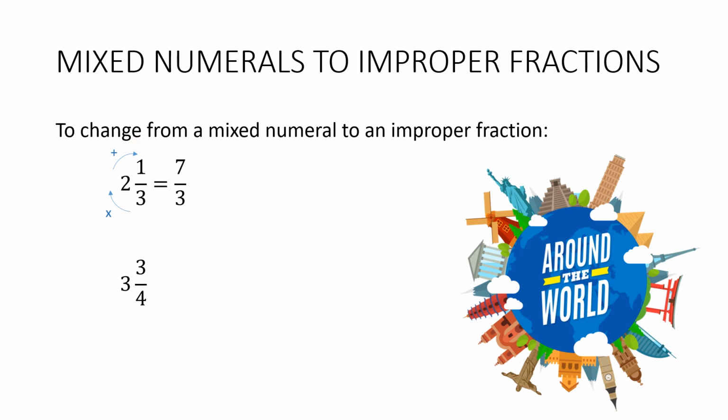Let's have a look at this one. So it's going to be quarters, and I'm going to do 4 times 3 plus 3. So 4 times 3 is 12, plus 3 is 15.